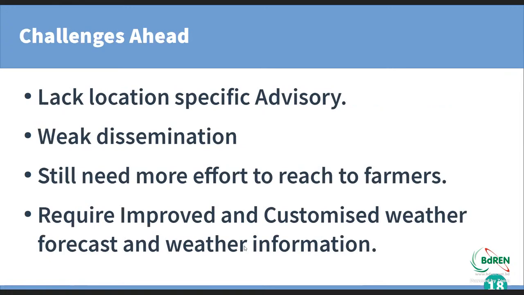And the challenges ahead: lack of location-specific advisories, because farmers want location-specific advice. We have to work more on the dissemination part, and more effort is needed to reach farmers. We have put much effort into preparing agromet advisories, but when we go to our farmers, we can feel that they are not actually getting all the advisory we are providing. So we need improved and customized weather forecasts and weather information, which is the most essential, because these agro advisories are prepared based on weather information.